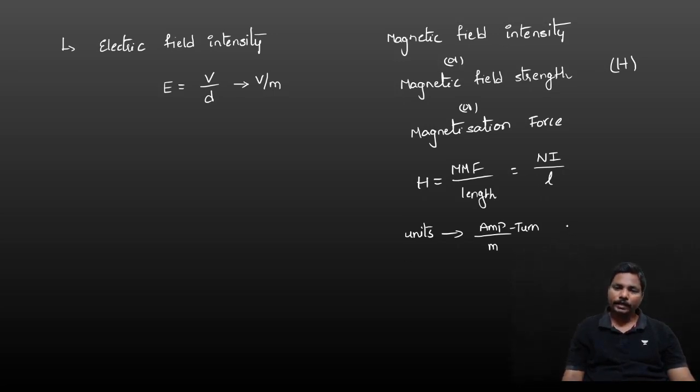Okay, and another name of ampere turn per meter is Oersted. Oersted is also another unit of magnetic field intensity, or magnetic field strength, or magnetization force.